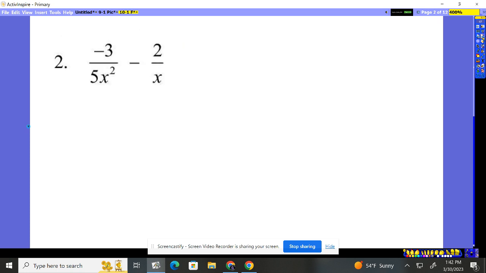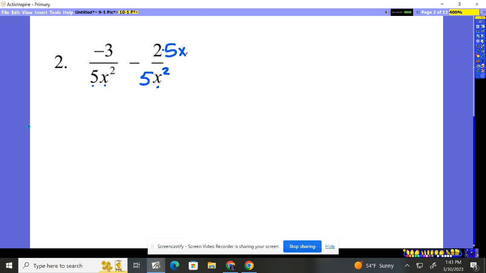Number 2, okay, he has a 5, he has nothing. So we know we're going to need a 5 here. So that top's going to have to get multiplied by 5 also. He has an x squared, he only has an x. So I'm going to have to multiply by another x, which will make him an x squared, but that means the top's going to have to get multiplied by an x.